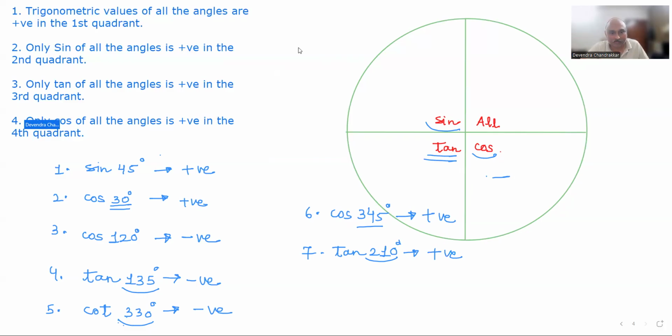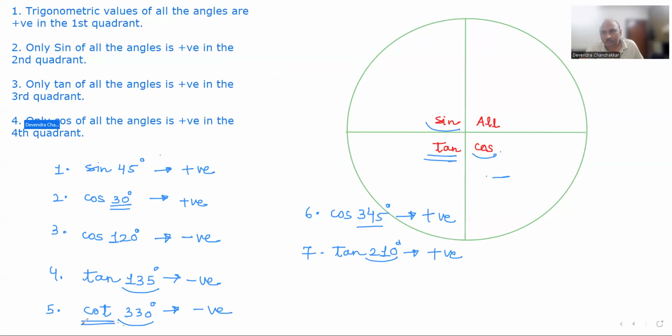So let me check. I think all of you have got it correct. Positive, positive, negative, negative, negative, positive, positive. Shabash. Very good. Cot 330 degrees. You can please check cot 330 degrees. It lies in the fourth quadrant. It's not cos, it's cot.